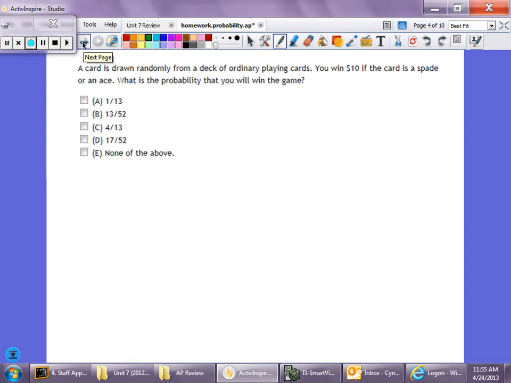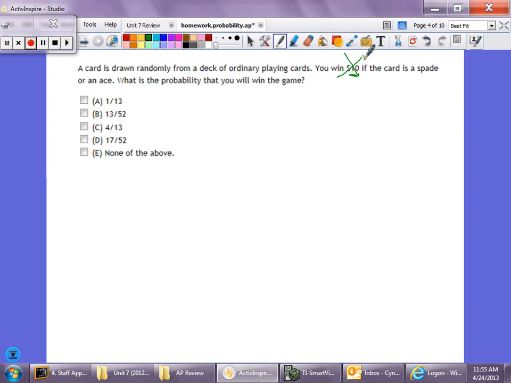A card is drawn at random from a deck of ordinary playing cards. You win $10 if the card is a spade or an 8. What is the probability that you win? Okay, so they give me this $10, which normally would factor into an expected result, but they're not asking me about my expected winnings. They're not asking me about my expected outcome. They're asking me a probability. So that $10 is actually superfluous information.